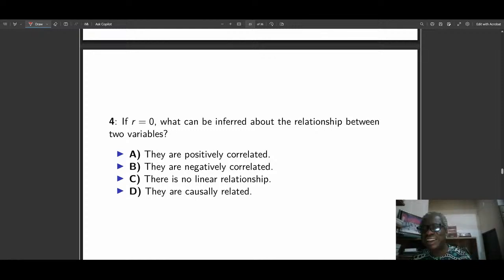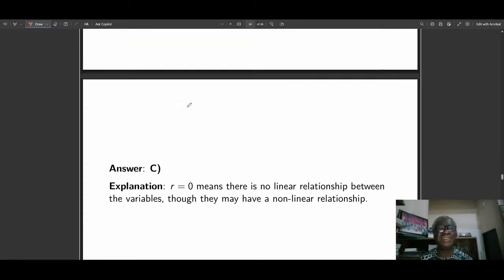Timothy, you might need to check your answer very well. Interesting. So the correct answer, let's see, is actually C.